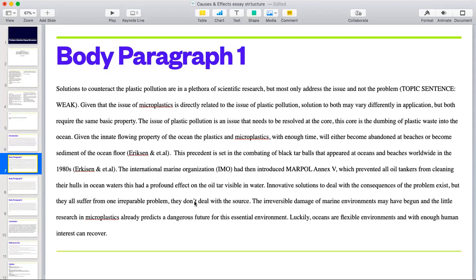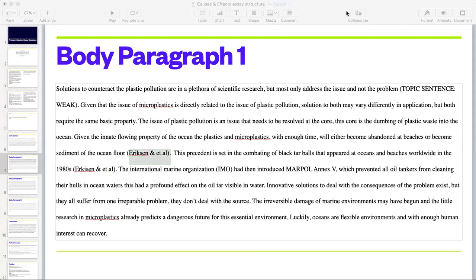Can you find citation? Is he using in-text citation? Is he using sources? Yes or no? Yes, of course, in-text citation, Erikson, right? How many sources are used in this paragraph? Can you put yourself on mute if you want to say something, because there's too much noise? There is only one. It's the same name. There are two times, but it's only one source, right?